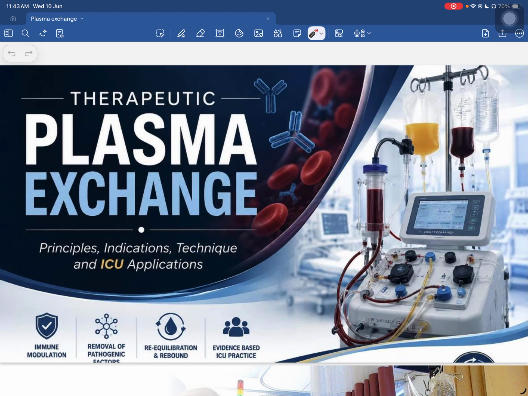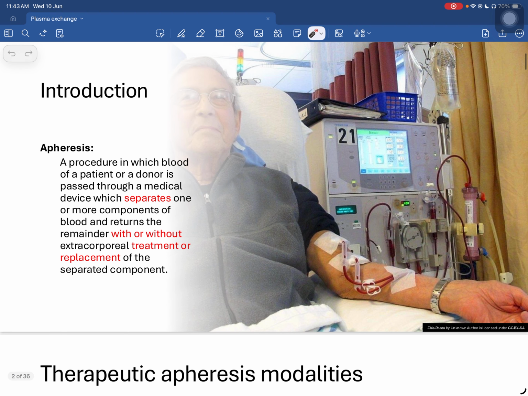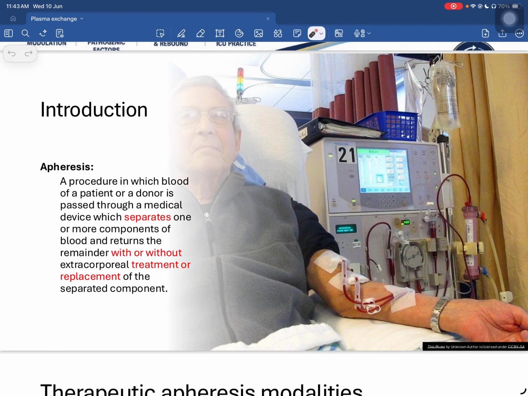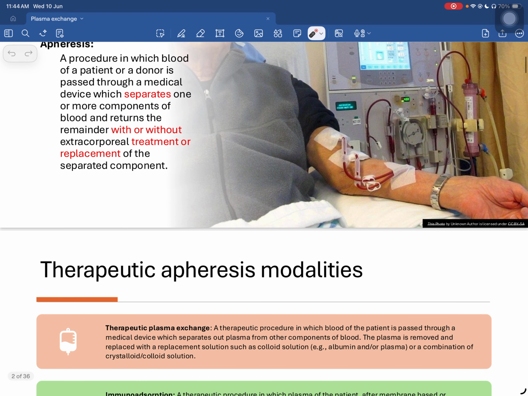So for today, I would like to start with what I've read and what I've understood about therapeutic plasma exchange. The first thing we need to know is how it is different from apheresis, or basically what is apheresis. Apheresis is a procedure in which the blood of the patient is taken out, put through a machine, and then the components are separated. Once these components are separated, we either do a particular extracorporeal treatment to it or add a replacement, or in some cases, we don't do anything about it and just give the separated component back to the patient.